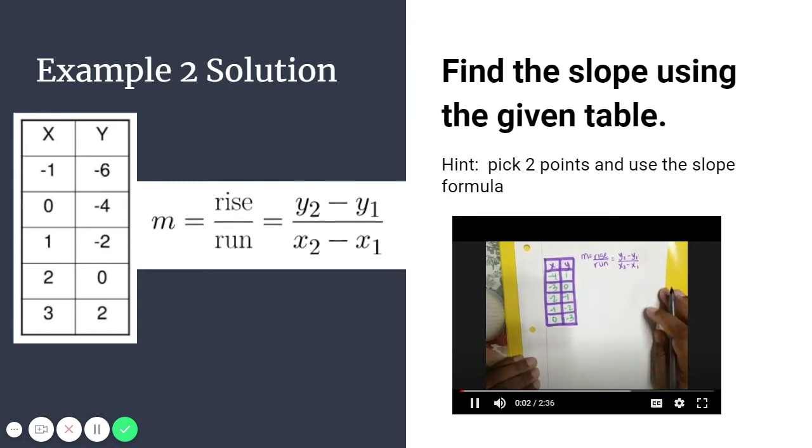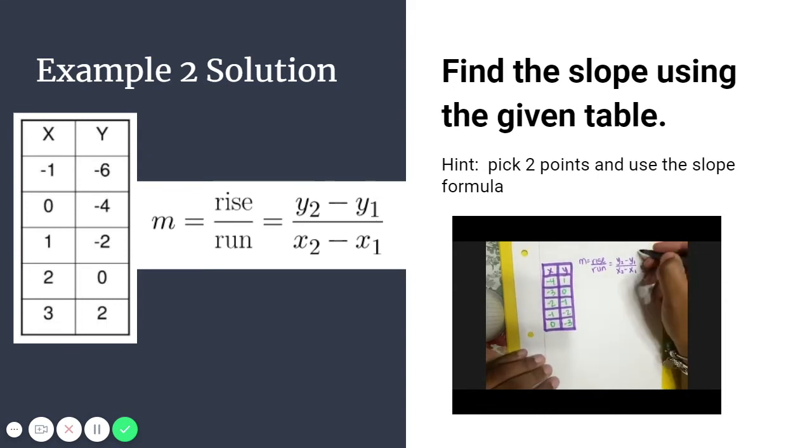Let's look at the solution to example 2. Just like in example 1, the first thing we want to do is make sure we have our slope formula written down.